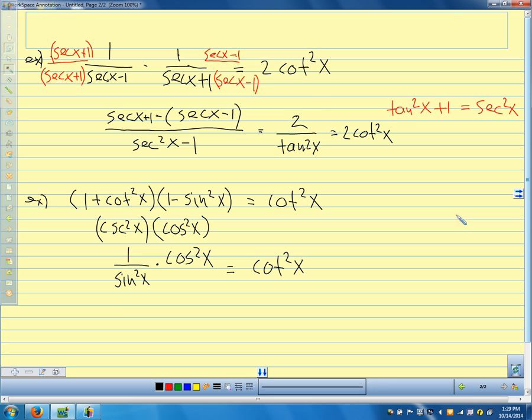Well, we knew that's where we wanted to get. Right. So we wanted to show that we could turn this into 2 cotangent squared x. Yeah, just showing the steps to get there.